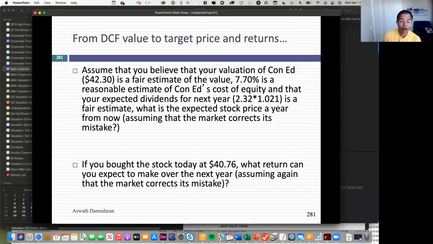So the value I got for Con Ed was $42.30. The cost of equity was 7.7%. And I expect the company to pay about $2.37 in dividends next year. Parker, can you help me out here? If I ask you to assume my value is right, and I ask you, what will the price per share be a year from now? Would you be able to give me that number?